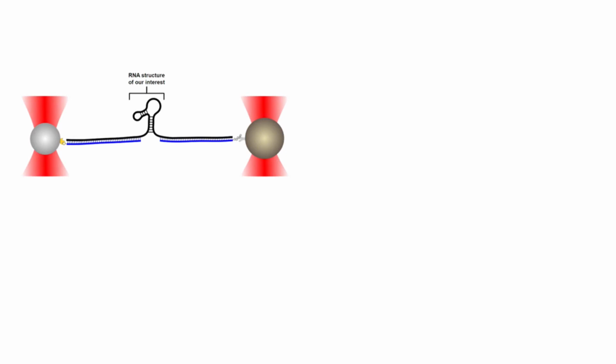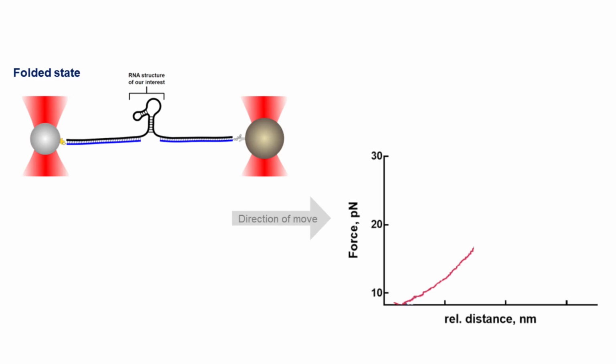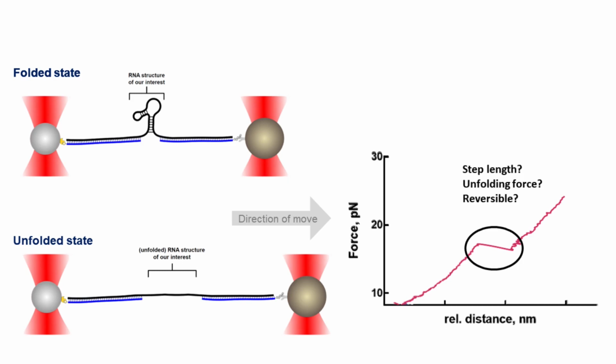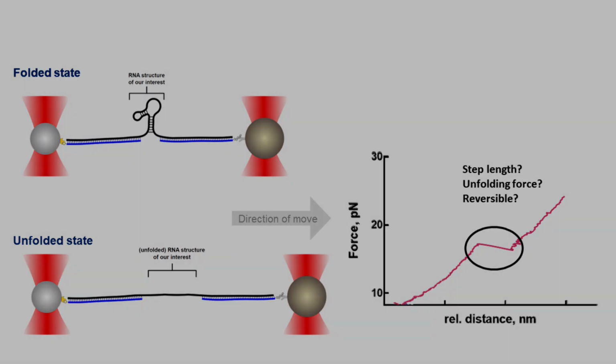So here we are. We have the tether, the RNA in the middle is still folded, so we start moving with one of the traps, and we can detect the force distance profile. The tether is being stretched until a point when the RNA unfolds. This can be spotted on the force distance profile as a sudden drop in force and increase in distance. And based on the length of the step, the force that was necessary for the unfolding, and also based on the reversibility of the step, we can characterize the RNA structure that is studied.